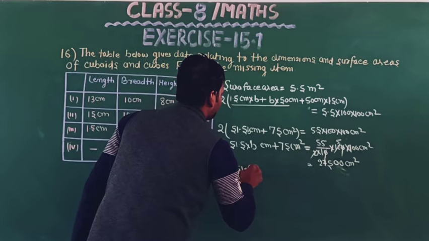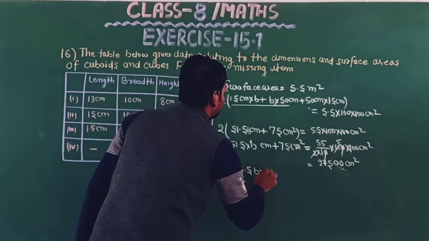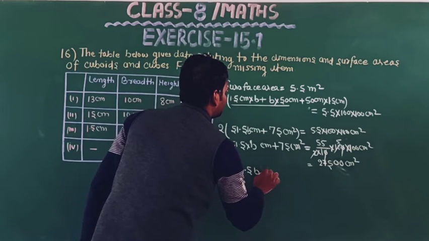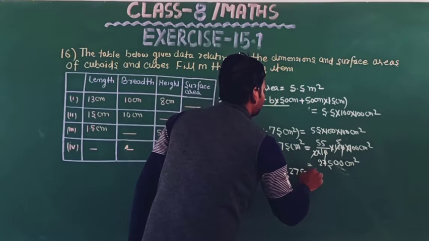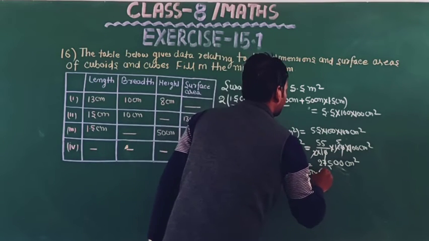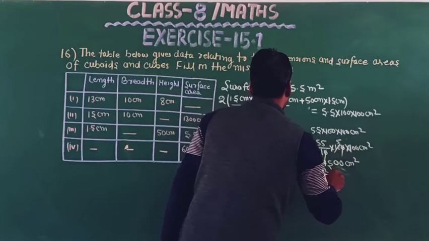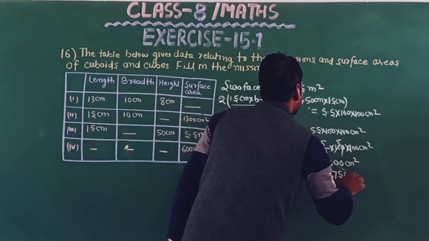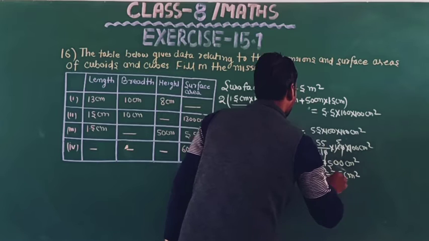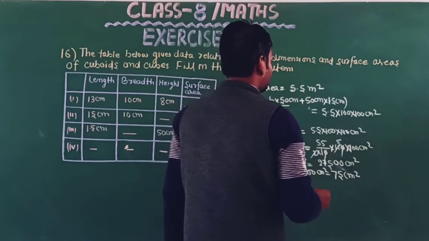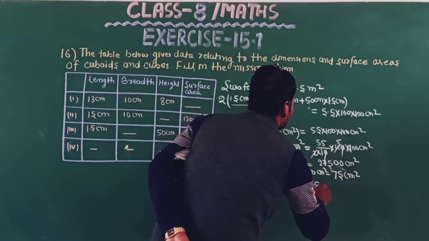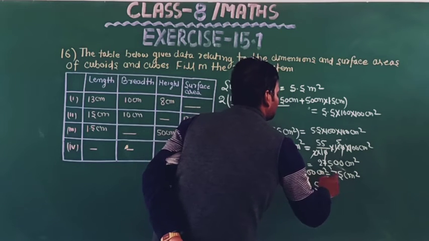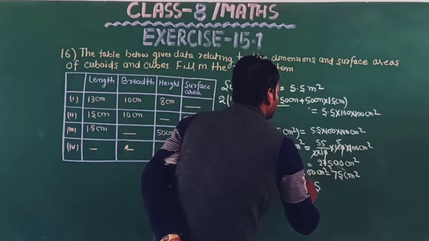So 51.5 B cm² equals 27500 cm² minus 75 cm². Now subtracting 75, we will get 27425.